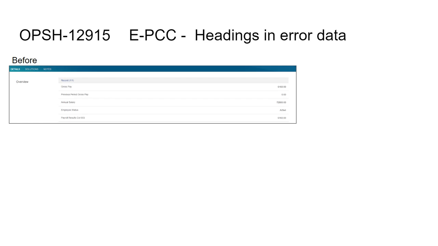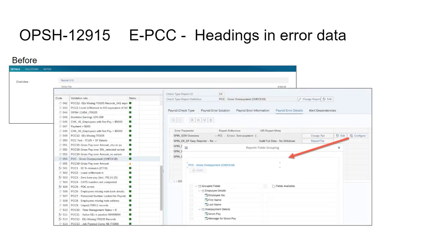Firstly, when drilling into an error in the Payroll Control Center, previously you had the flexibility that you could add any report and any fields from any report onto the screen as an overview section, but it was all grouped together. What we've now allowed you to do, as part of our setup, is configure that report setting and exactly how it would be laid out. You can see on the screen here we've added a configure button. That will take you to a screen where you can actually set the headings and the fields.